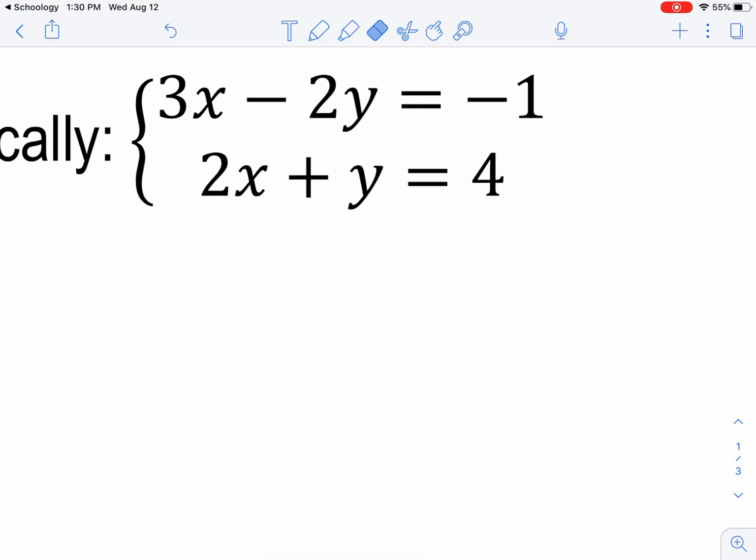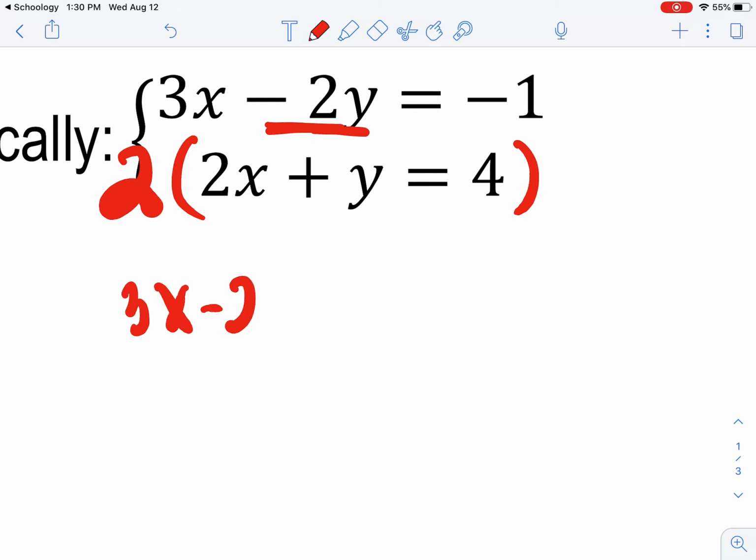I'm going to try to get one of my variables to eliminate. So I'm going to look to see if I add them right now, does anything cancel out? No. And I mean, does x or y cancel out? So no. So I have to manipulate this so x's or y's will cancel out. Well, I see that this is a negative 2y. I can multiply this second equation by 2 and it'll become a positive 2y. Then it'll cancel. So that's what I'm going to do.